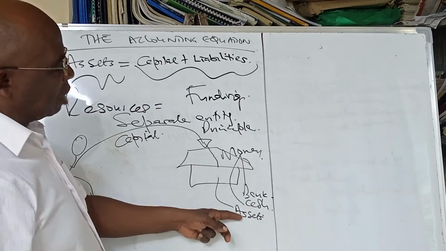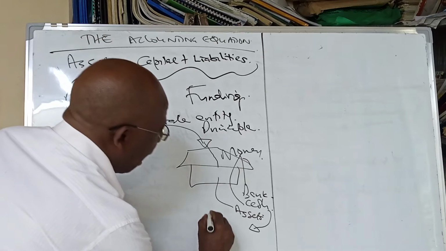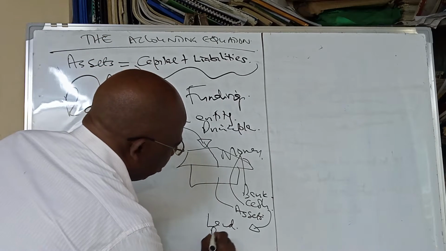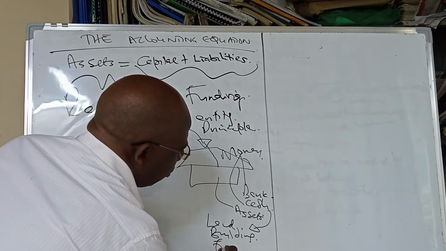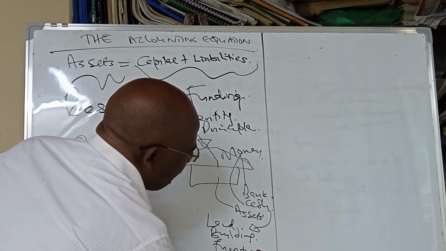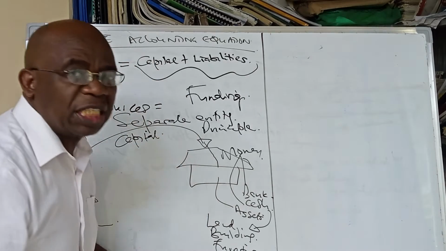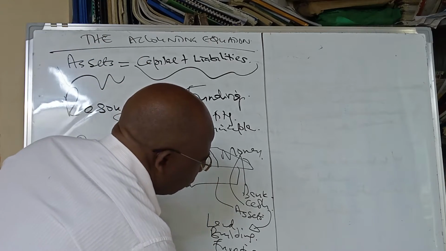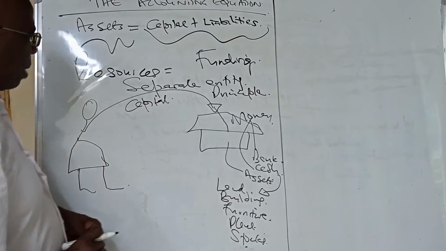And once we get that money, we can now buy other assets. We can buy land with the money. We can buy buildings with the money. We can buy furniture with the money. We can buy plant with the money. Plant is the place where manufacturing takes place. We can even buy something called stocks, the things we buy to sell.